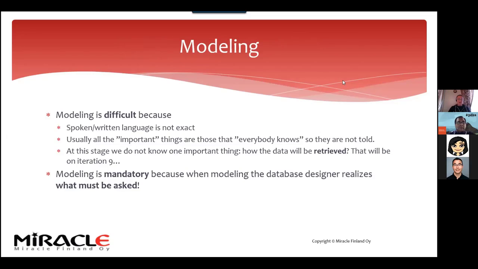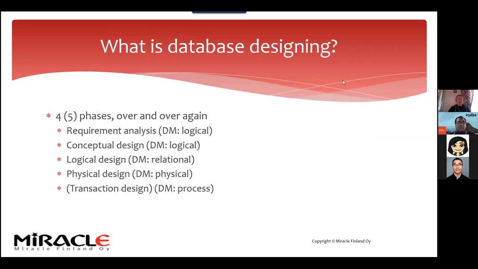And also at this stage, when we start designing the database, we don't know one important thing: how are we going to retrieve the data? What will happen in iteration 9 or 10 or 35? So we actually don't know how to retrieve data, and that is one of the main things we need to know when designing a database. But whatever troubles we have, modeling is mandatory, because when we model the database, we realize the questions we need to ask. I have been designing databases more than 20 years, and I still don't know the questions without modeling the database.